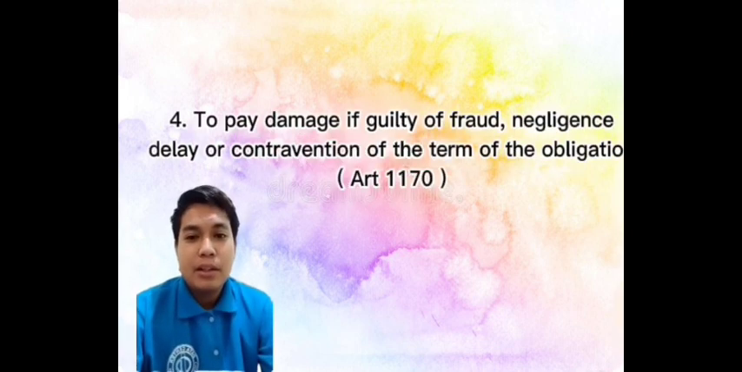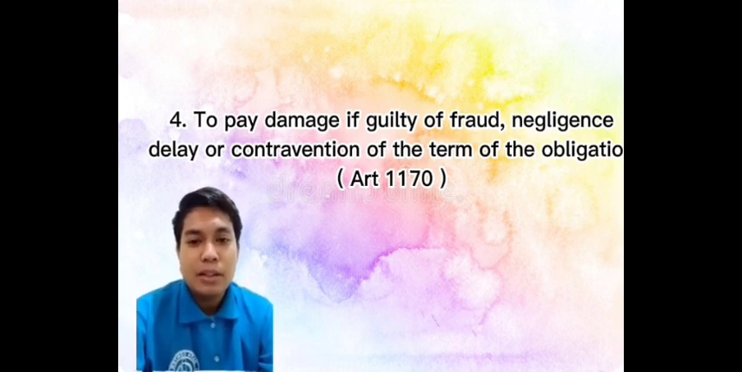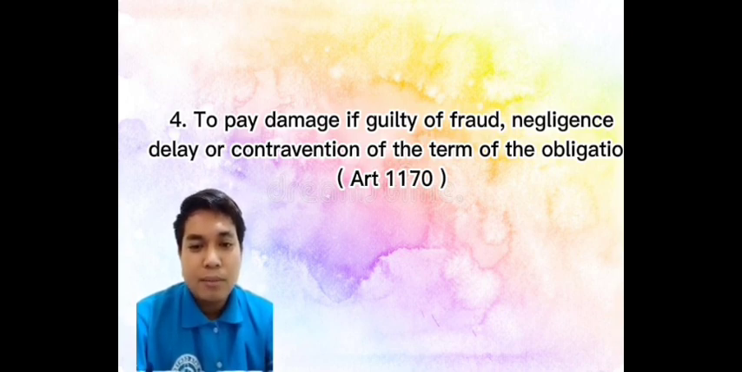To pay damages if guilty of fraud, negligence, delay, or contravention of the terms of the obligations. Art 1170. Article 1170 of the Civil Code states that those guilty of fraud, delay, or negligence in the performance of their obligation, or those who in any way contravene the tenor of their obligations, can be held liable for damages. Those guilty of fraud, negligence, or delay in the performance of their obligation, and those who in any manner contravene the tenor thereof, are liable for damages.